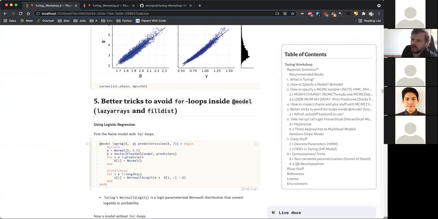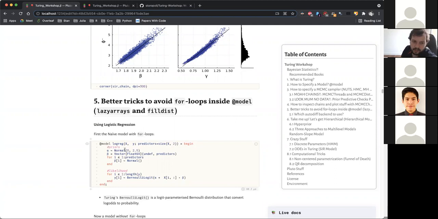But Turing does a lot of things automatically that make it more type stable, and you don't have to specify what your argument types are. And then I have a semicolon, then I begin with my keyword arguments. I say, okay, I have the number of predictors, the size of the columns of my X matrix. And then I begin the model.